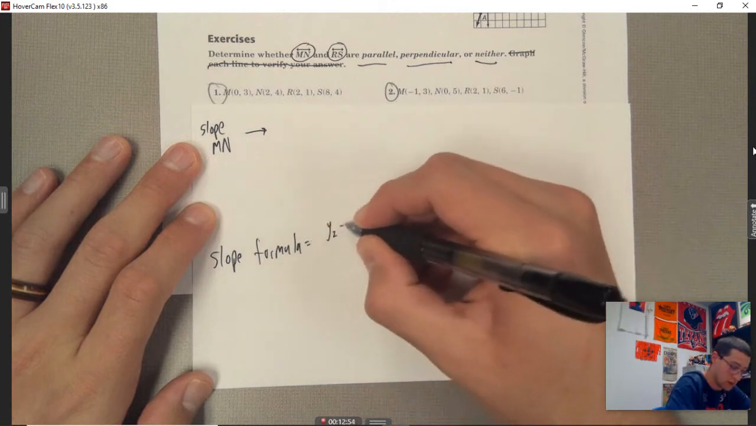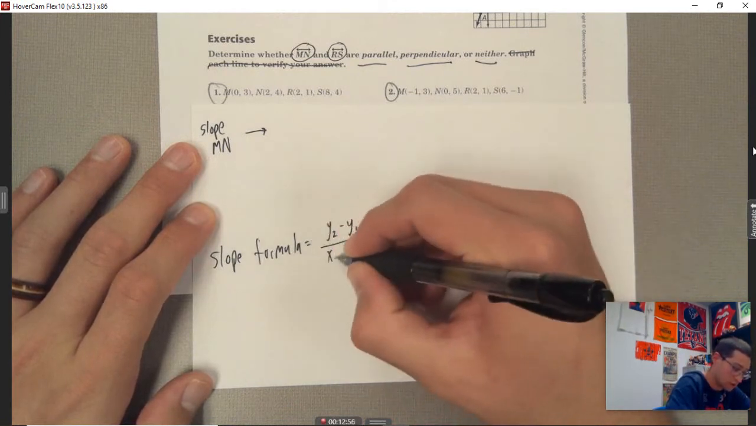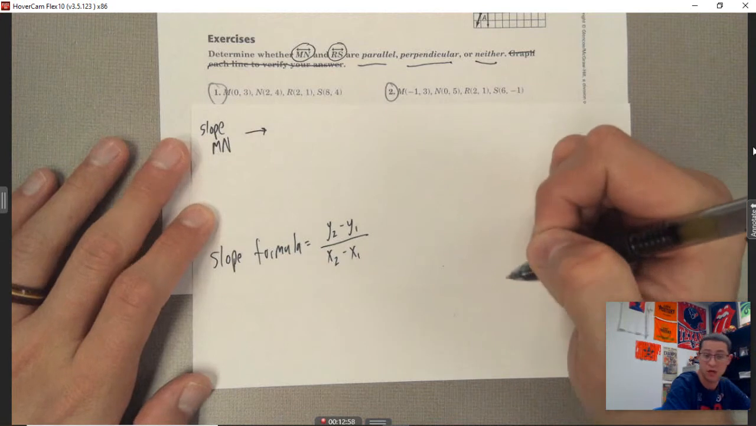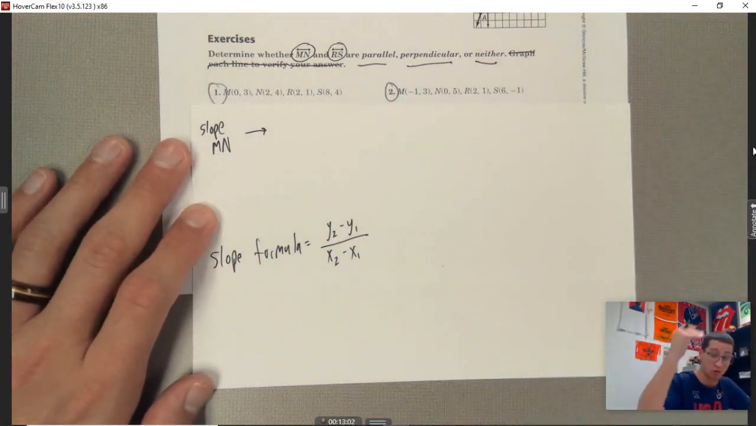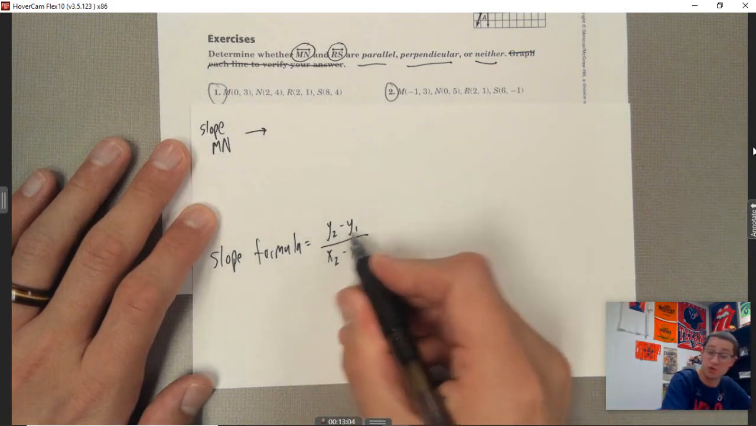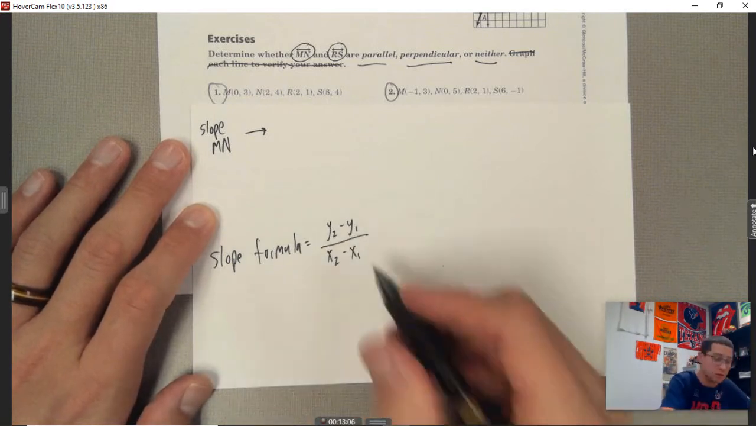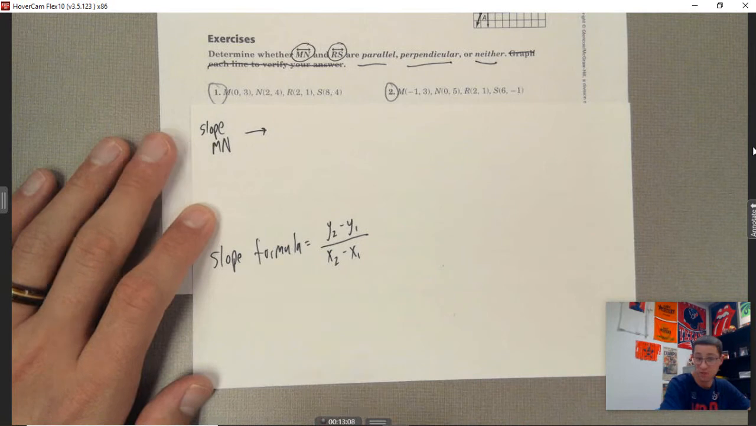Okay, y2 minus y1 over x2 minus x1. I remember that because of rise over run, right? Rise is the difference between your y's, run is the difference between your x's. As long as we're consistent, that'll work.